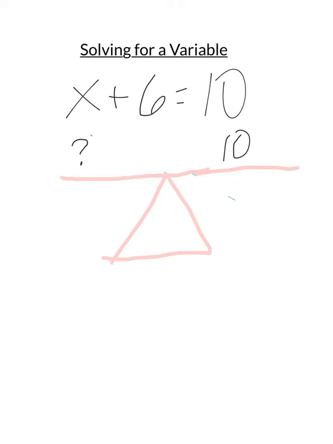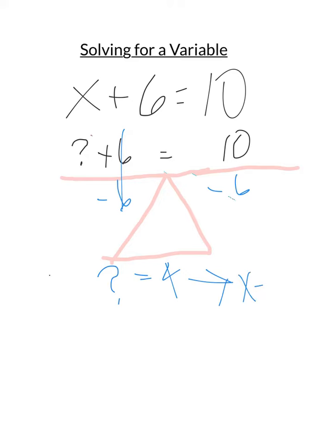So if I am adding 6, let me rewrite plus 6. If I'm adding 6, this balance point will be my equals. Something plus 6 equals 10. All right? If I want to get it to the opposite side of the scale, I'm going to do the opposite operation. So that cancels out because 6 minus 6 equals 0. So I have question mark, or x, equals, what's 10 minus 6? 4. Okay, so in other words, I'll just say x equals 4.